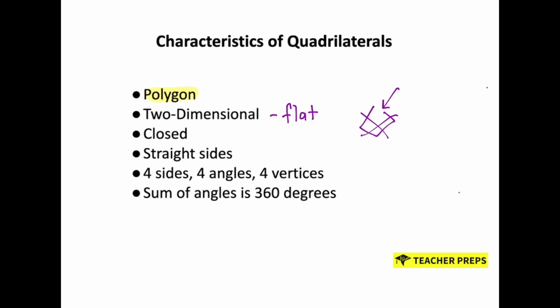And then a quadrilateral means four. So a quadrilateral has four sides, four angles, and four vertices. Finally, the sum of the angles, or when you add all of the angles, you get 360 degrees. Let's talk about some of the common regular quadrilaterals.